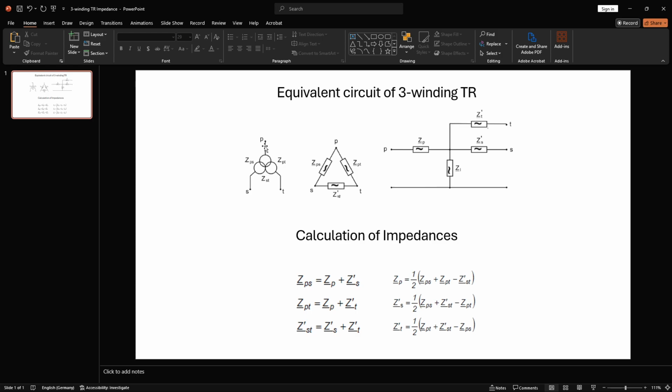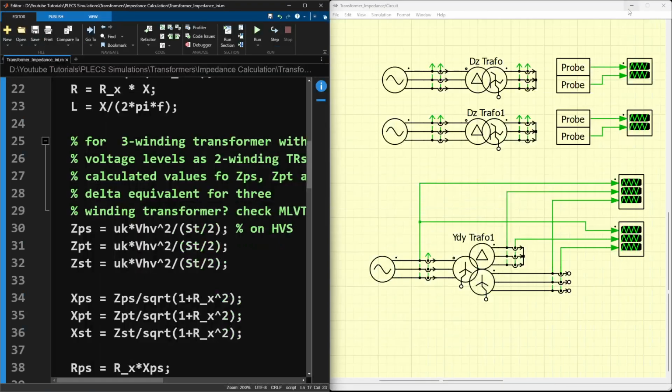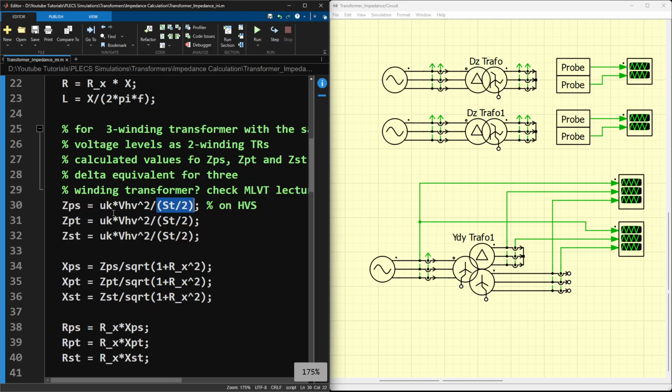For our case, I consider that the power flow between primary and secondary and primary to tertiary is half of the total transformer power. That means for the calculation of the impedances, I need to consider, instead of ST, half of ST. So this is what I'm doing here. So there is a note as well. I can read it for three-winding transformer.